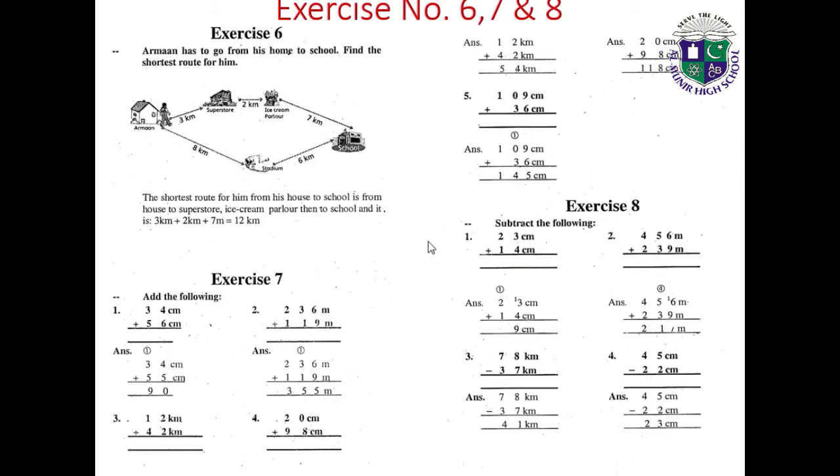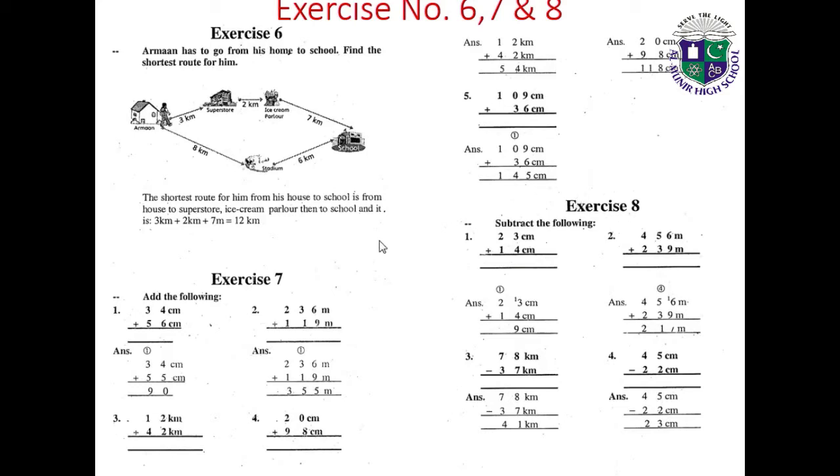Next question, question number 3, 12 km plus 42 km. 2 plus 2 is 4, 4 plus 1 is 5, 54 km. 20 centimeter plus 98 centimeter, 8 plus 0 is 8, 9 plus 2 is 11, 118 centimeter. Question number 5, 109 centimeter plus 36 centimeter, 9 plus 6 equal 15, 1 carry, 3 plus 0 plus 1 is 4, 1 as it is, 145 centimeter.